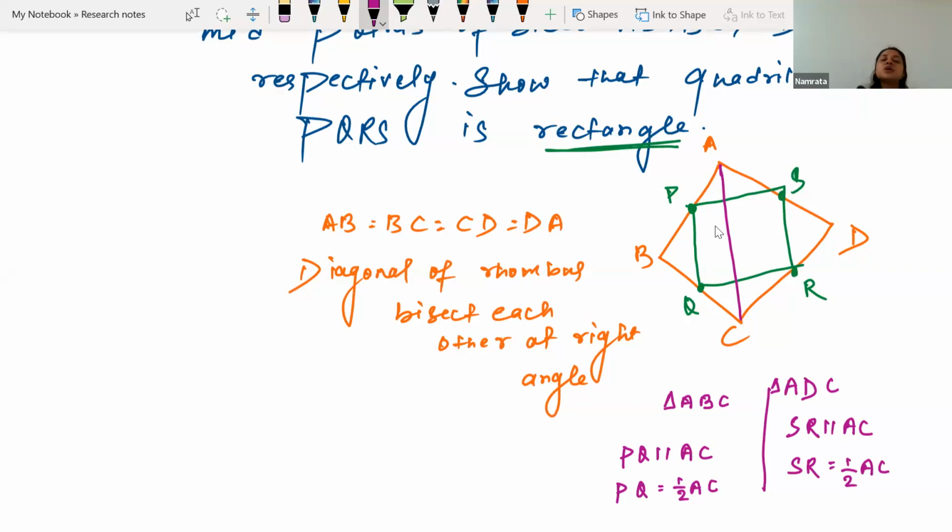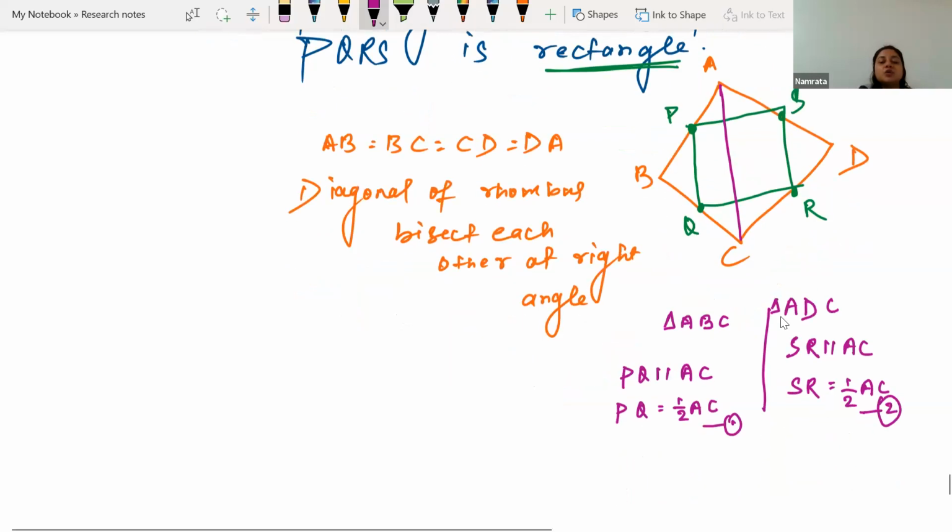Which statement we need to write over here? No other statement we need to write over here. In bracket we will be writing by midpoint theorem. That's it. So from equation 1 and 2 we can say PQ and AC are parallel, SR and AC are parallel. So PQ and SR will be parallel. Similarly, PQ and SR will be equal from 1 and 2. Therefore, PQRS is a parallelogram. Easily we have proved that PQRS is a parallelogram where opposite sides are parallel and equal with each other.